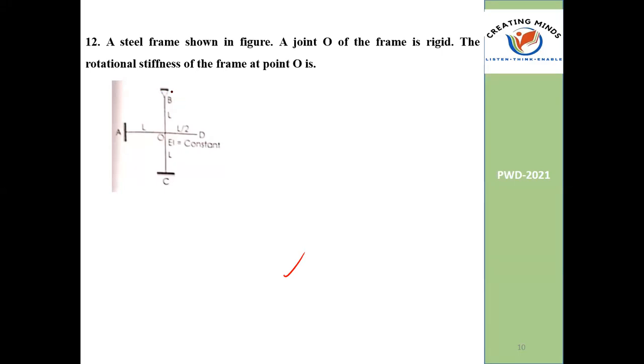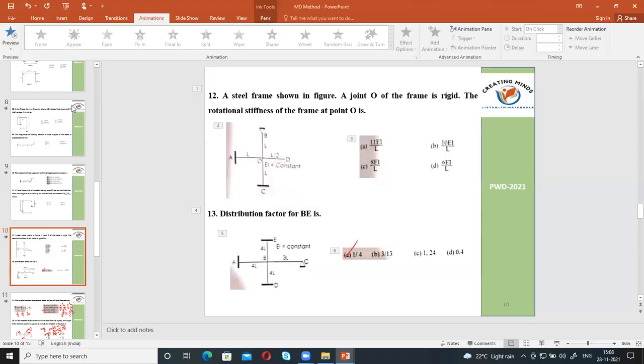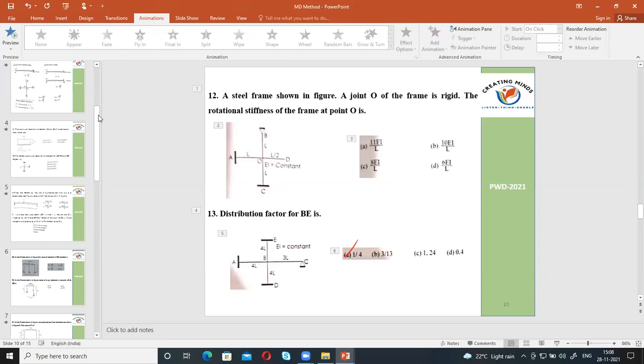I am not sure. I think it is a roller because in my answer it is 8EI by L. That's why it is a roller. Generally they will not provide a hinge like this. They will provide a hinge in the perpendicular way. In my explanation also I have told only for roller conditions.